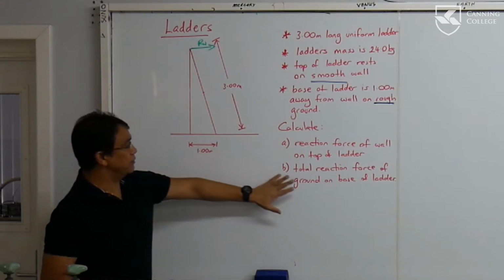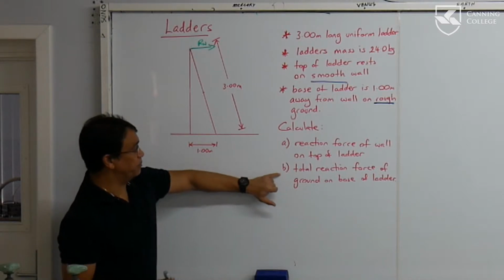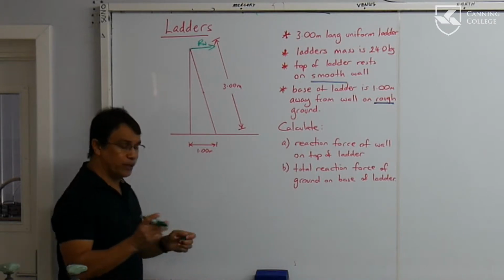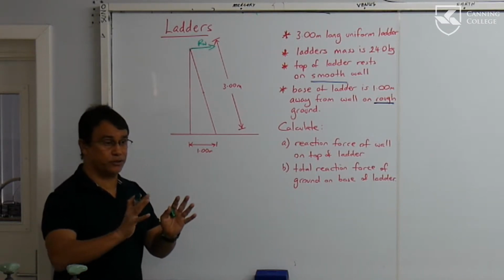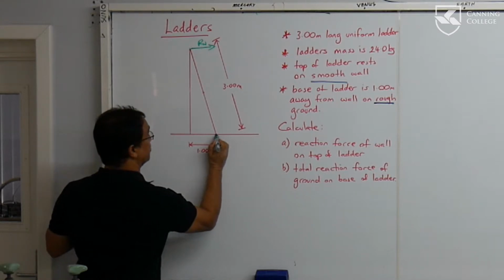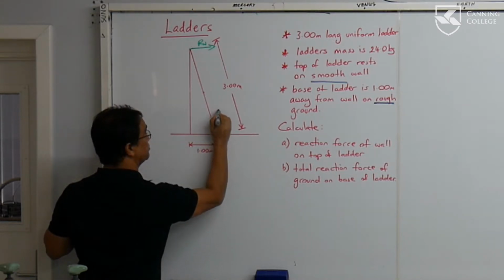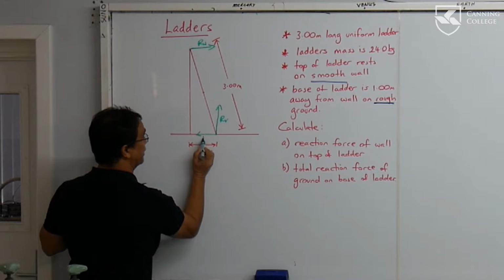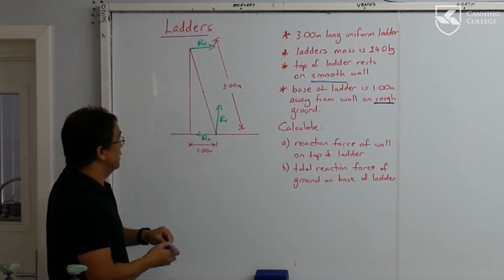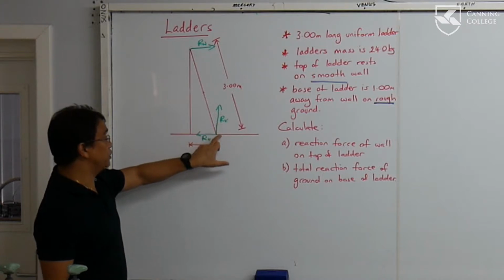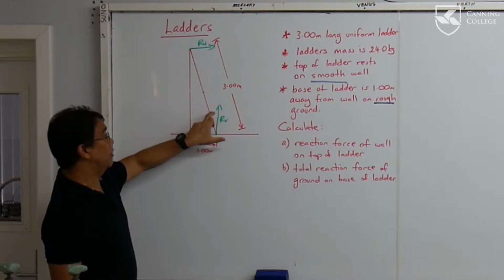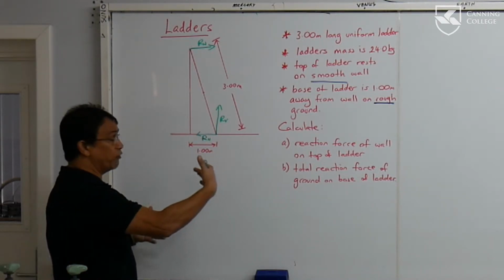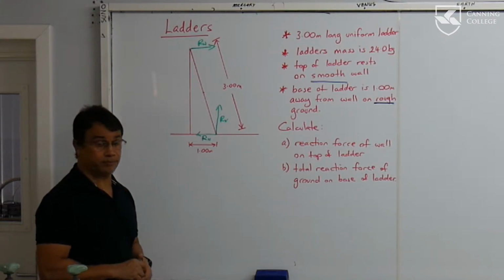Right, and I'm also going to address part B, which is asking us what's the total reaction force of the ground on the base of the ladder. Well, clearly we can break up the total reaction force into two components. The first is a vertical component, let's just call that RV, and a horizontal component, let's just call that RH. Now the vertical component is just the reaction force that the ground exerts on the base of the ladder. RH is equal to the frictional force that the ground provides to stop the ladder from sliding that way.